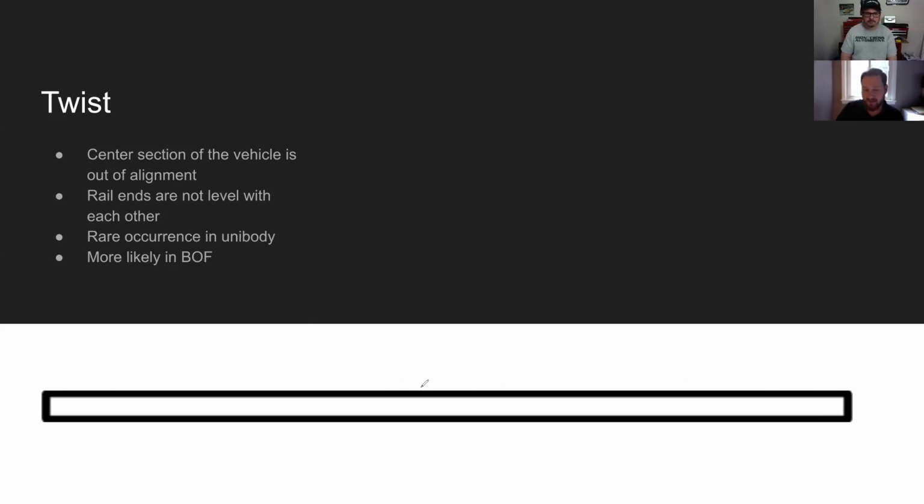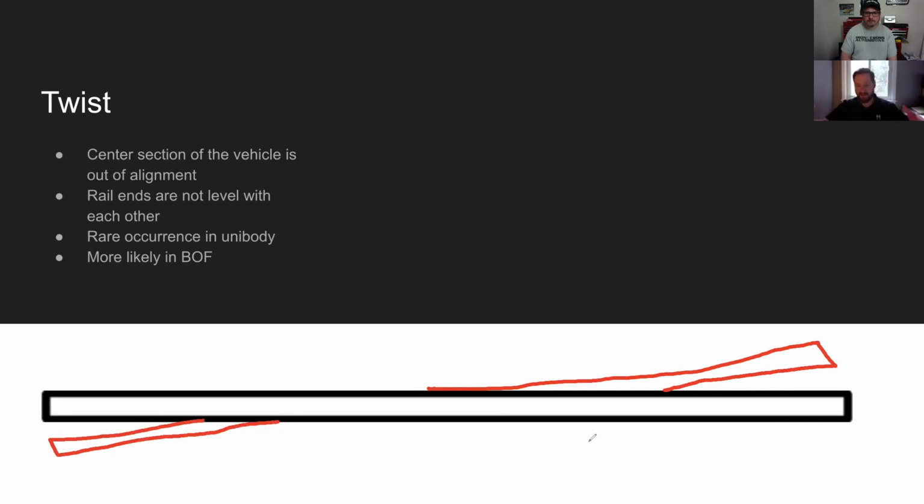From the center section, you're going to get one side of the frame rail that's going to kick up a little bit. And then usually it kind of shows in the back end too. So this back end would kick down a little bit. And now you kind of see that twist condition. So one side's up, one side's down.